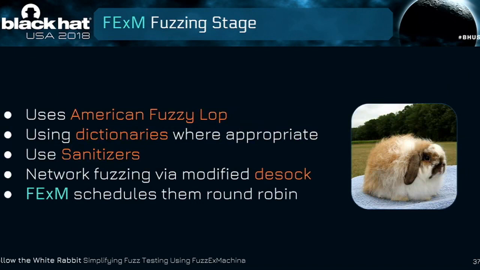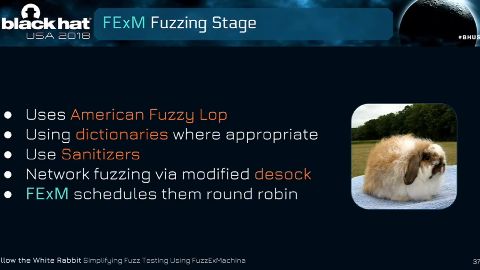In fuzzing, we try to assemble our own fuzzing experience into FuzzExM. And the result is the following. We use American Fuzzy Lop, a well-known, established fuzzer which has found a lot of crashes. We use fuzzing dictionaries where appropriate, so here we can leverage our file type inference algorithm. Say we know that the binary processes GIF files, then we can use GIF dictionaries for fuzzing.